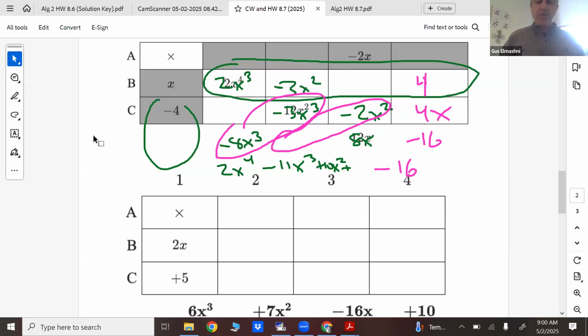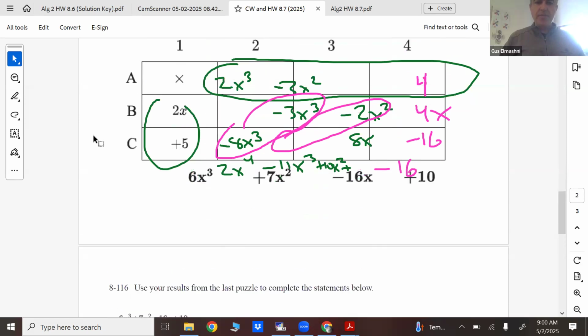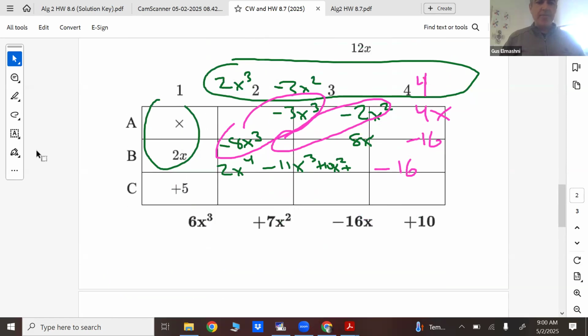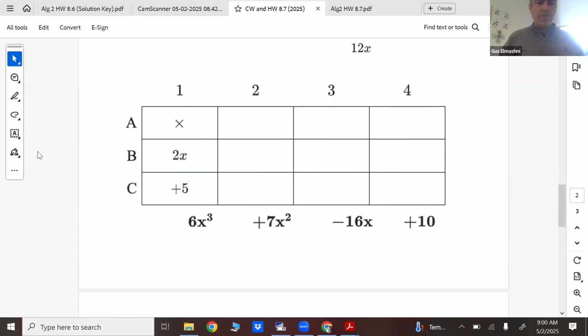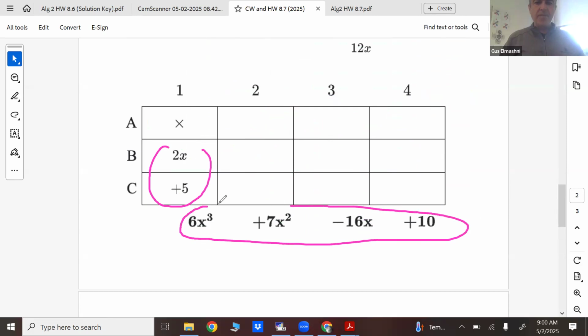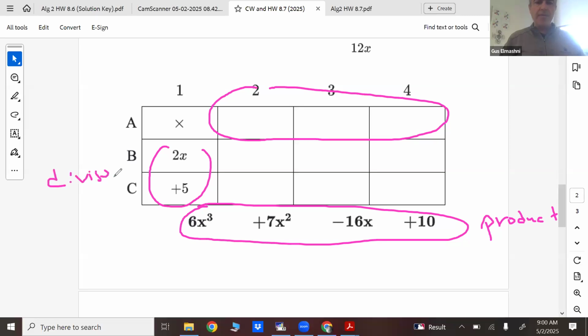So now we're ready to actually do the division. Let's take a look at this one here. So this is what's happening. We call this the product. We call this a divisor. And that's a dividend. So we divide the dividend by the divisor.